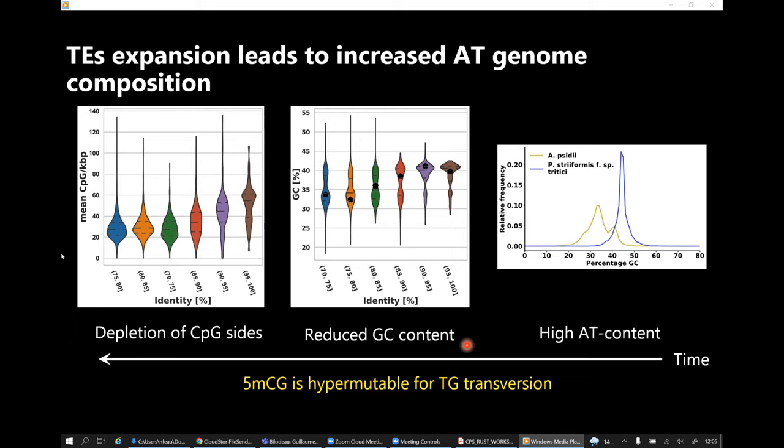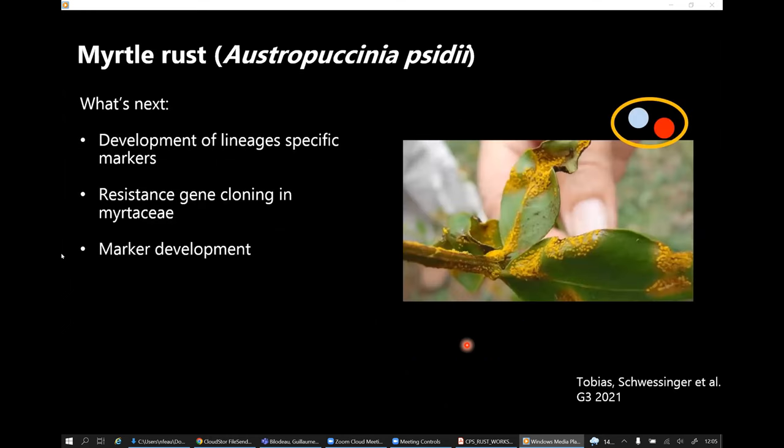Anyway, there's just a hypothesis. We haven't any proof of this, but we were working on a new version of the myrtle rust genome, which is completely phased. We already have chromosomes, which is the biggest rust genome in chromosomes, and we're currently doing the phasing for this, and then it will be the biggest rust genome completely phased, with really interesting features in the genome. All right, so what's next?